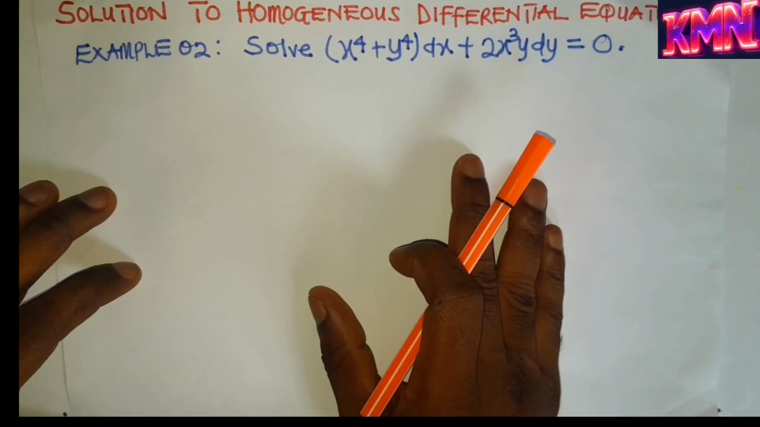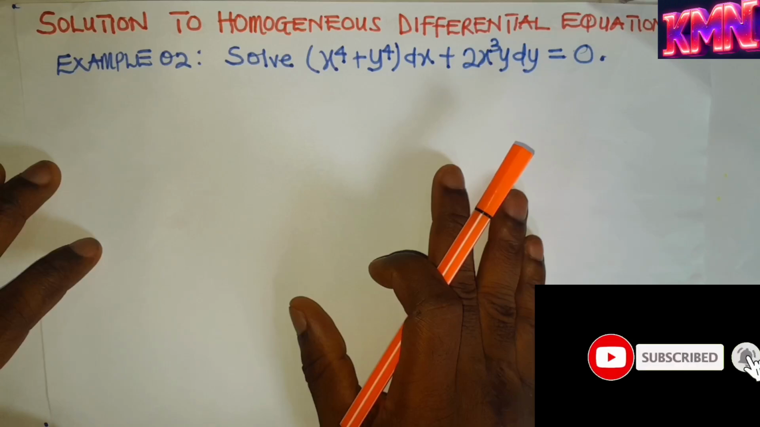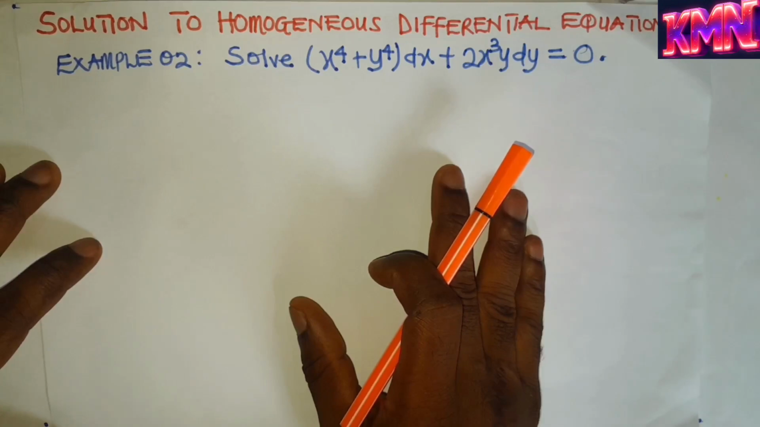Hello guys, we are still solving questions on solutions to homogeneous differential equations. This is our second example on that. The example says we should solve (x^4 + y^4) dx + 2x^3 y dy = 0. Solution.